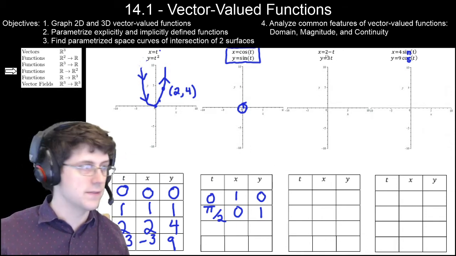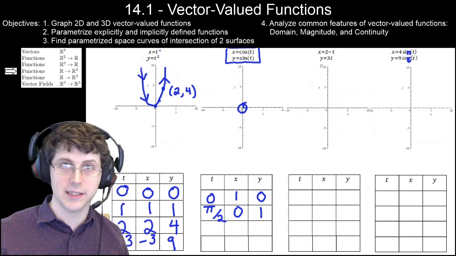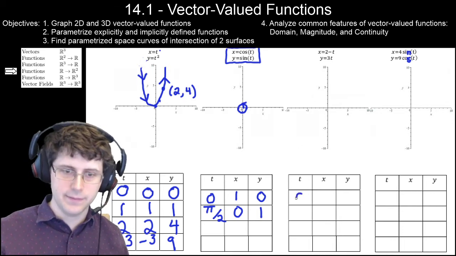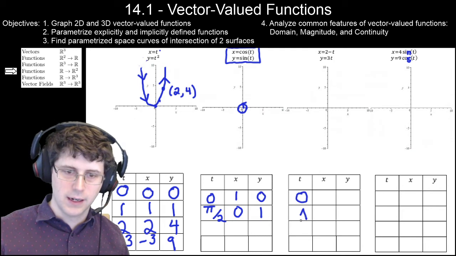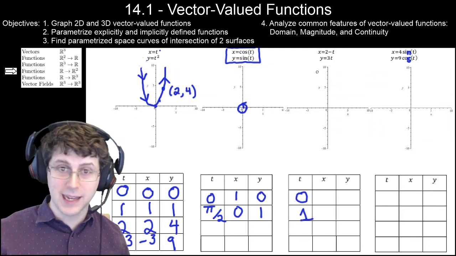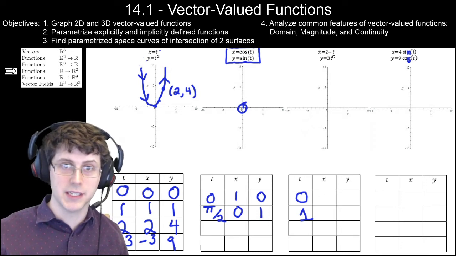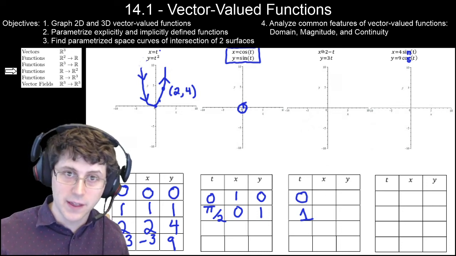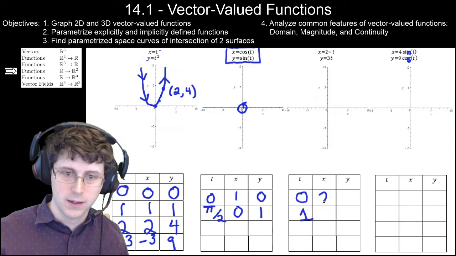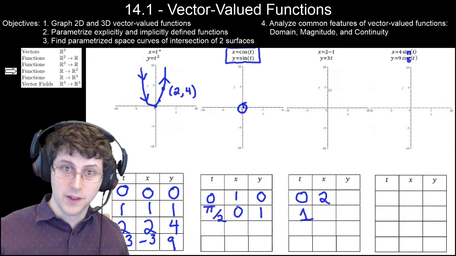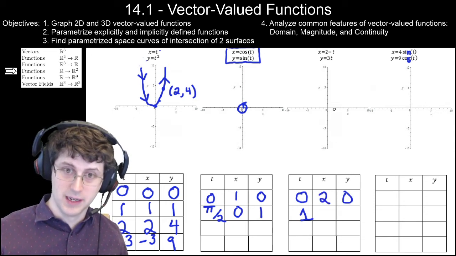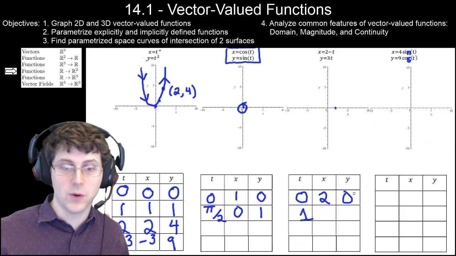Up here I have x is 2 minus t and y is 3t. I really recommend this fallback plan, especially at the beginning. You just plug in a value of t and see what happens. So here t equals 0. If t is 0, then x is 2. If t is 0, then y is 0. And that gives me a point. And you can plot as many points as you want until you know what shape you're getting.